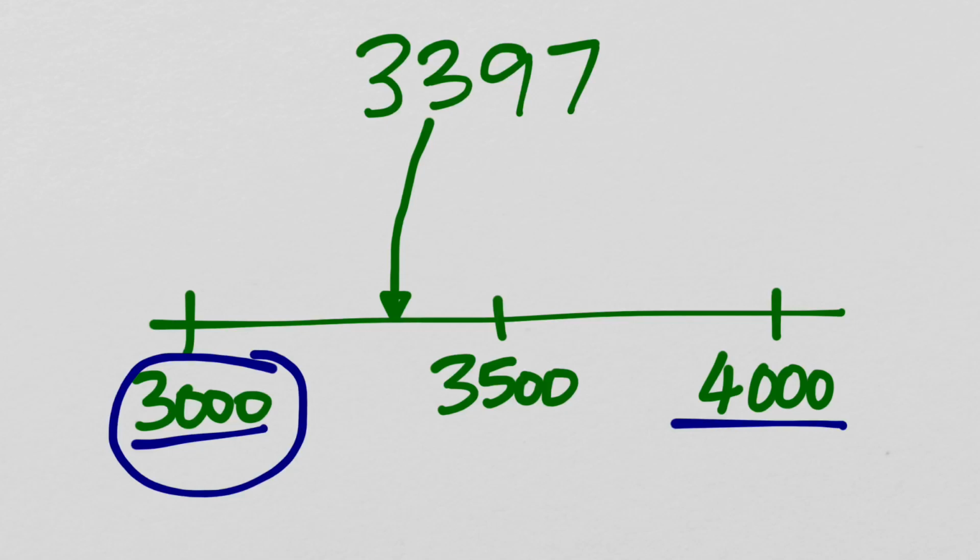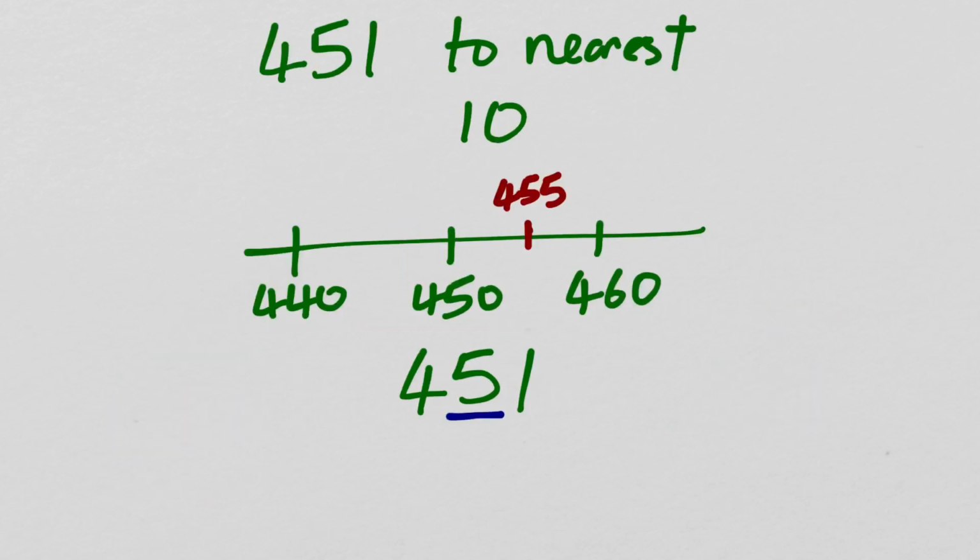Now, we don't want to have to draw a number line every time, and so there is a shortcut way of doing this. So, I guess I've got to do one more of these. So 451 rounded to the nearest 10. Well, if I'm counting in tens, I'll count in 440, 450, 460, 470.